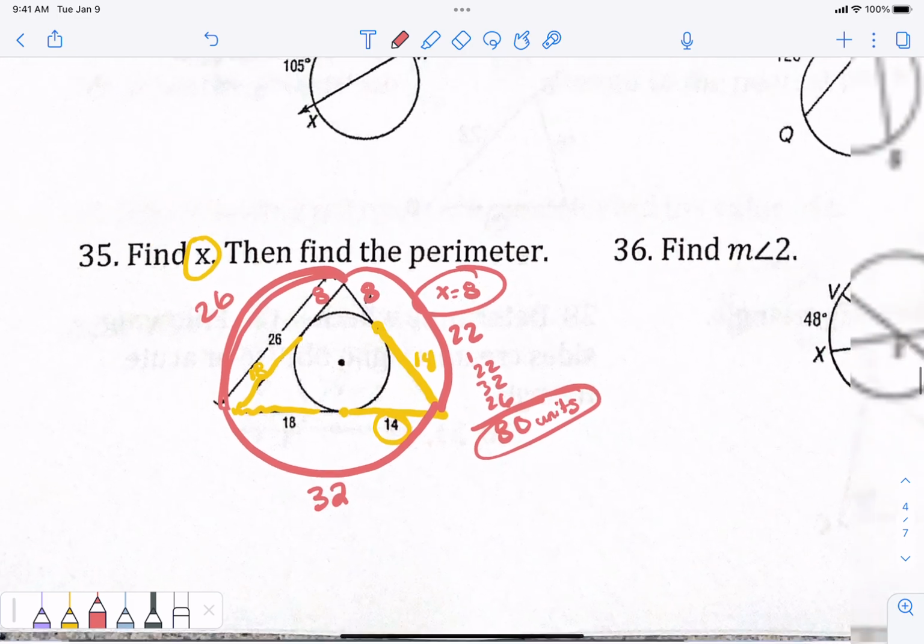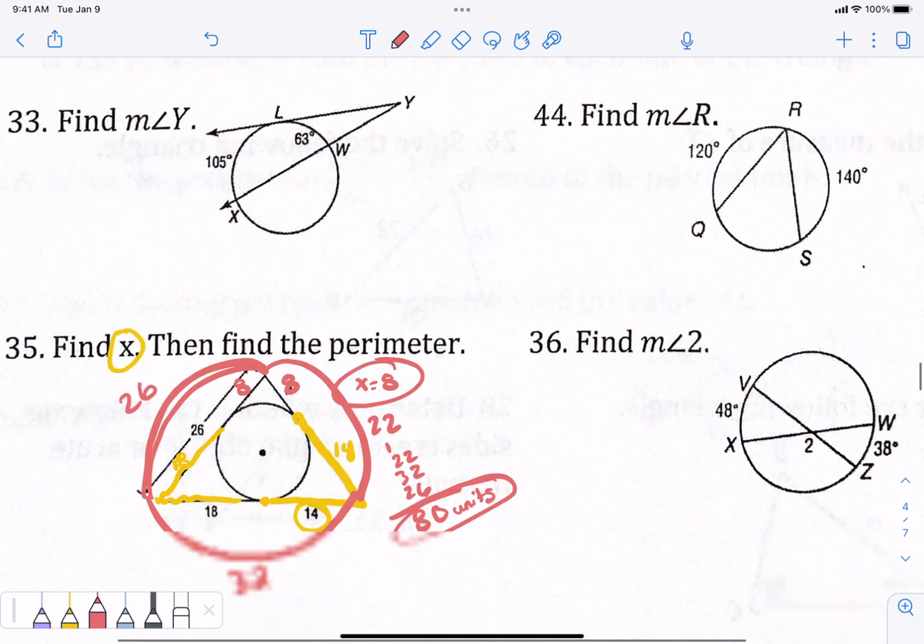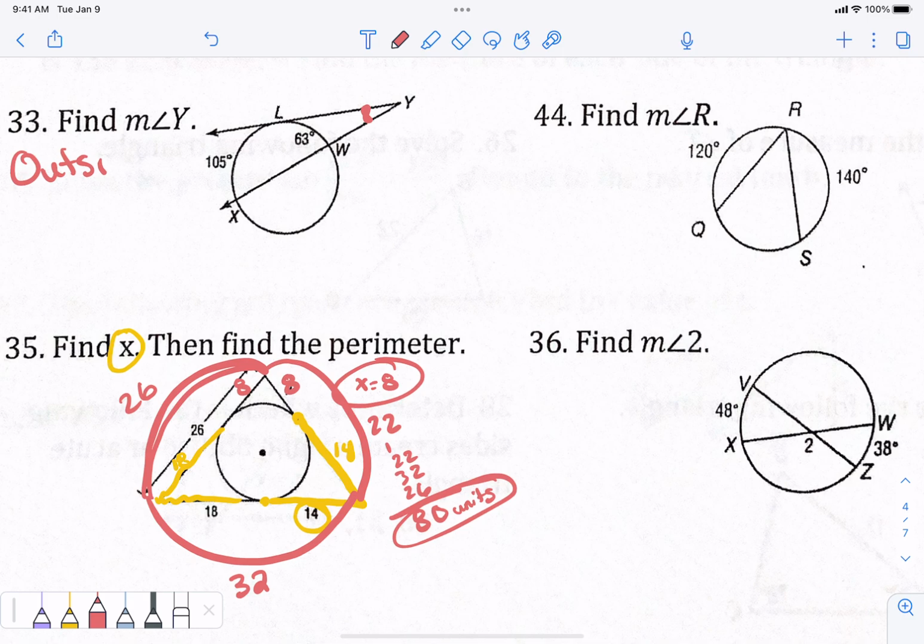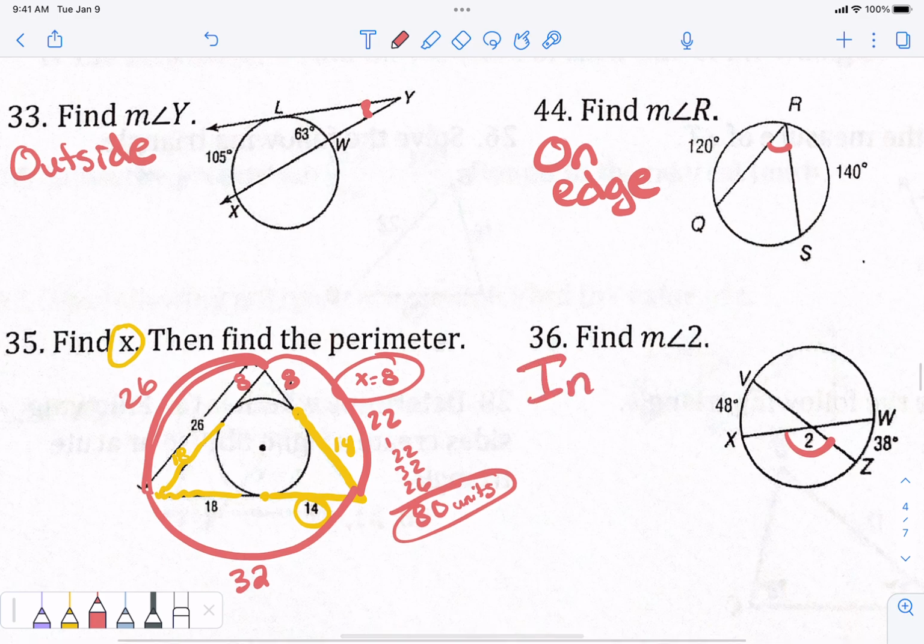All right, now these three I'm going to do kind of all at the same time because they all kind of have the same formula, right? Here we're solving for angle y, which is outside the circle. Write that down. The angle is outside of the circle. Number 44, we're solving for angle r, which is on the edge of the circle. Okay, that's important, on the edge of the circle. Here we're solving for angle 2, which is inside the circle.